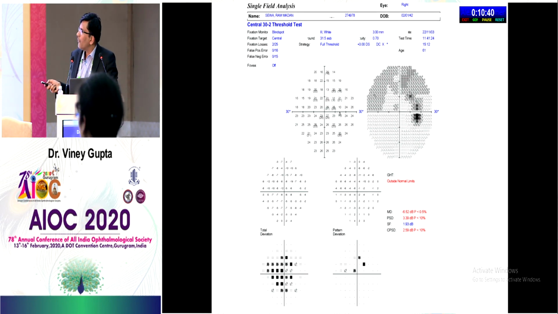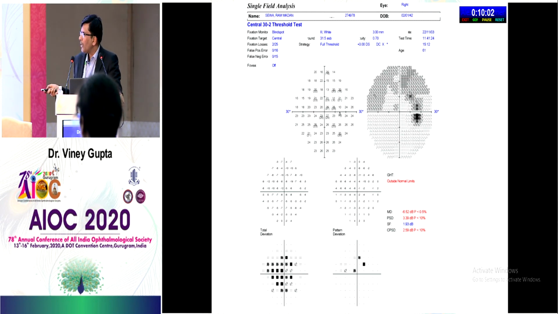Okay, so the girl next to him, what do you think about this visual field? So it's a reliable visual field. Okay, the fovea has not been tested. So what is your interpretation of this visual field? So you think it doesn't look like glaucoma? Anyone else who thinks it could be glaucomatous, please raise your hands. Yes, you think it is glaucomatous? Okay, tell me how.